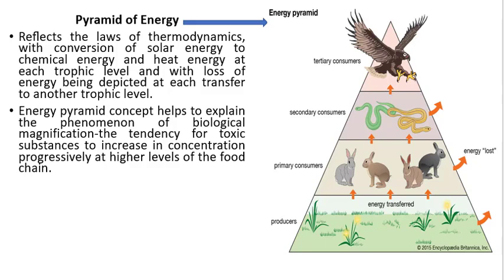So, energy pyramid concepts help to explain the phenomenon of biological magnification. It reflects the laws of thermodynamics with conversion of solar energy to chemical energy and heat energy at each trophic level, with the loss of energy being depicted at each transfer to another trophic level.